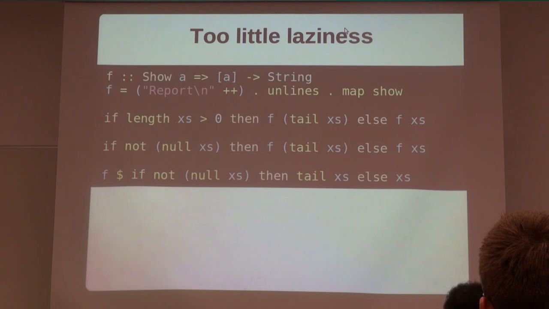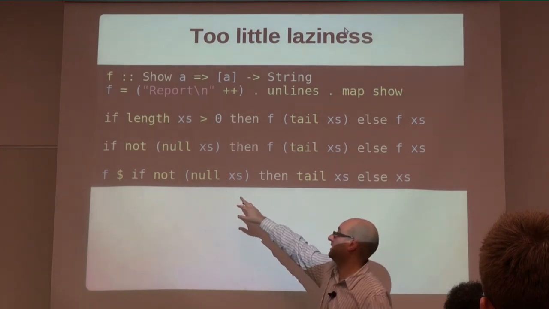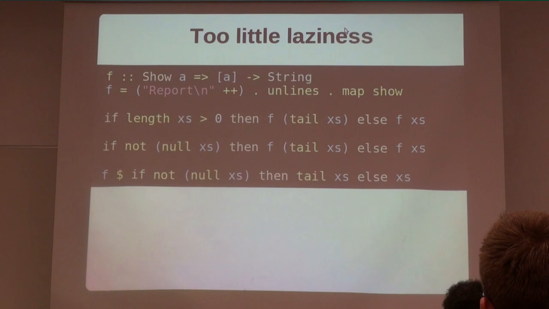Effectively, that's what not null is saying: are there any? So null asks, is this an empty list? That's what it's doing. So the second line. Can anyone see what the problem with the second line is, given that the third line gives the answer?